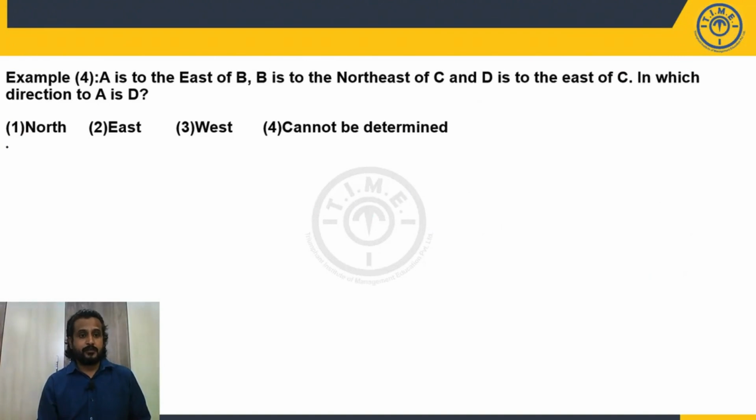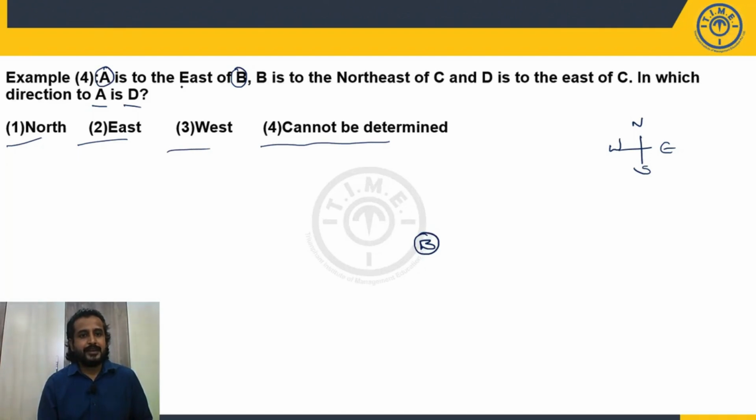Now here we have the options also. Let's see why they have given the options. A is to the east of B, B is to the northeast of C, D is to the east of C. In which direction is A with respect to D? So let's draw the path. A is to the east of B. On a paper, east, west, north, south. A is east of B means A's place will be based on B. So let us take B here first. With respect to B, east is the right hand side. So here will be A. So A is east of B.